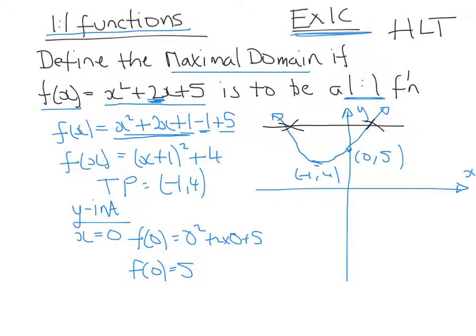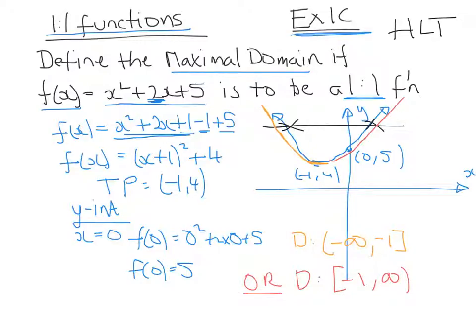Now what about if I chop this in half? So I had a half like that and a half like that. So I could say the domain of the yellow one would be from negative infinity up to negative 1. Or, for the domain of the red part, I could say the domain would be from negative 1 up to infinity. Okay, so either the yellow part or the red part would be correct. Both of those provide a maximal domain for this particular parabola. Alrighty, let's try one more.